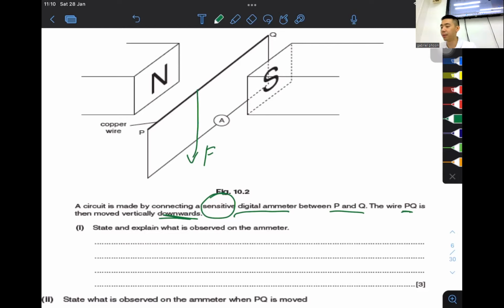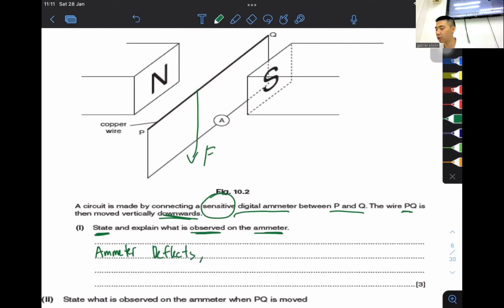So your statement is number 1. Because you see how they ask you to state and observe what is happening on the ammeter, right? So obviously, as soon as I swing the wire through the magnetic field lines, it's cutting through the magnetic field, and thus electromagnetic induction occurs. So your first statement is that the ammeter deflects. This is your statement.